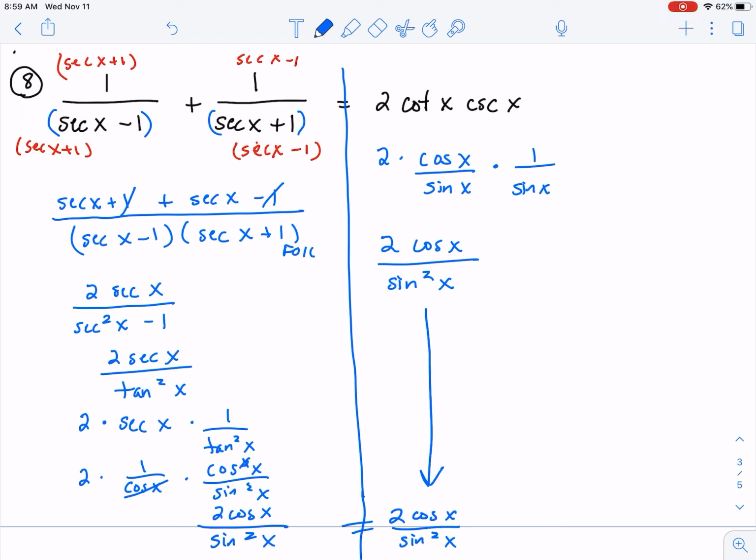So hope that helps you a little bit with trying to prove your trig identities. Make sure, again, to keep that trig formula sheet handy.